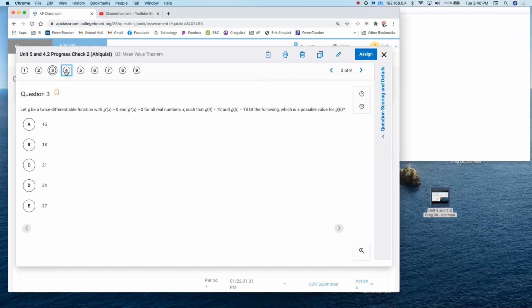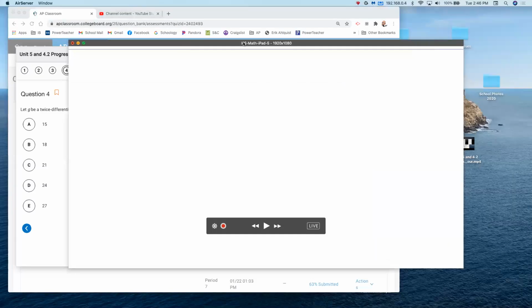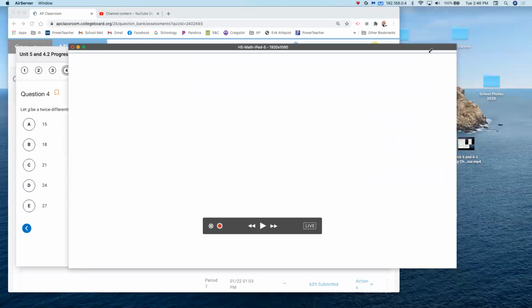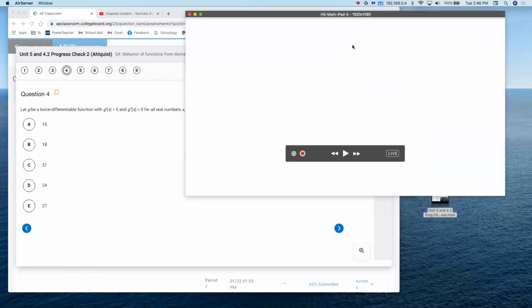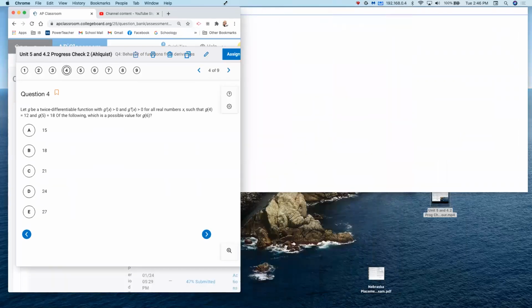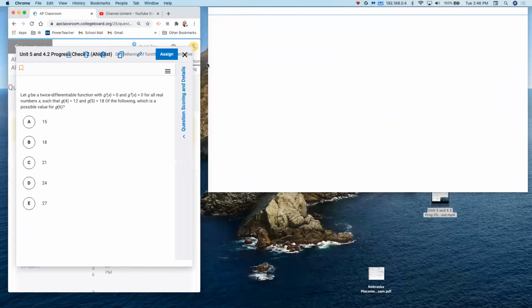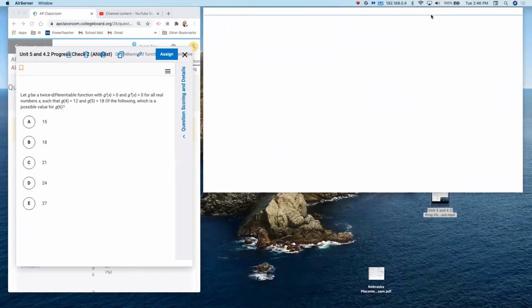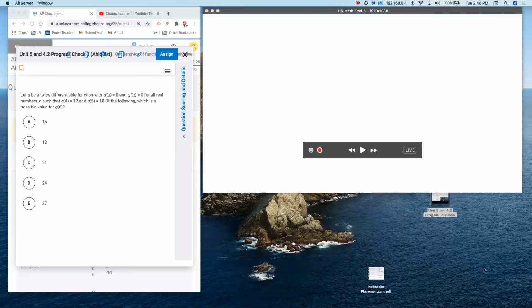Okay, question number 4. So question number 4 looks like this. And oh, I didn't want to do that. I'm going to see if I can shrink this down and still see it. There. Okay. So here's the way I'm going to deal with question number 4. I'm going to extract some information.